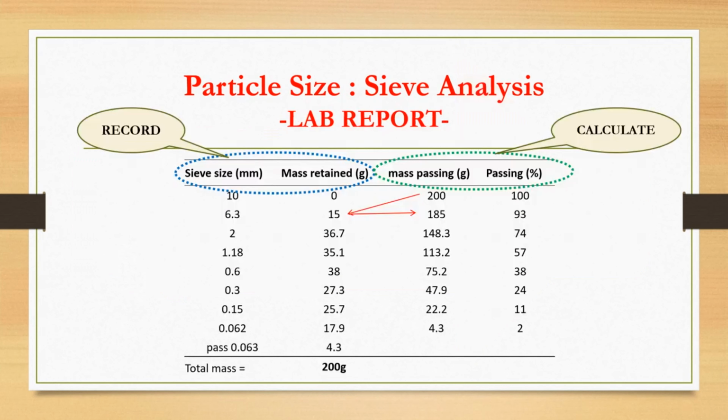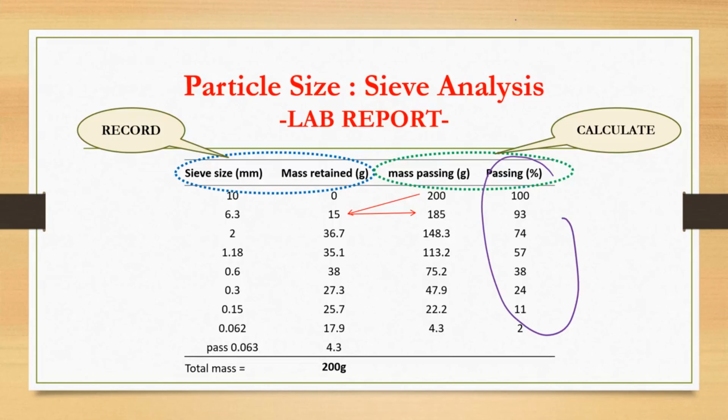This is an example of data recorded and calculated after carrying out the sieve analysis test. To calculate mass passing, you simply total up the mass retained, then subtract the mass retained for each sieve respectively. I'll explain it one by one.